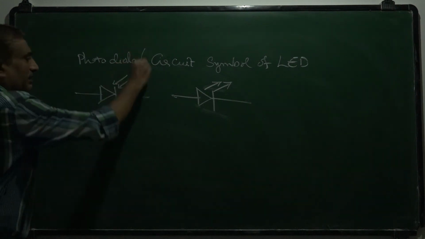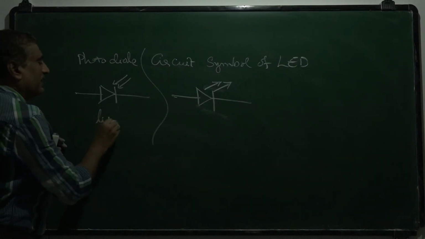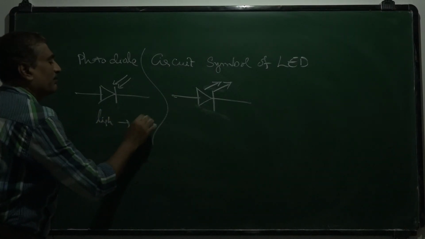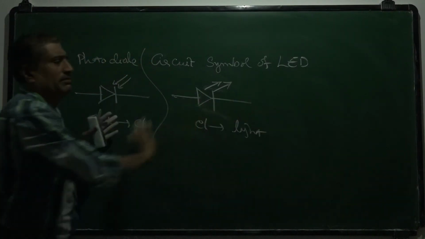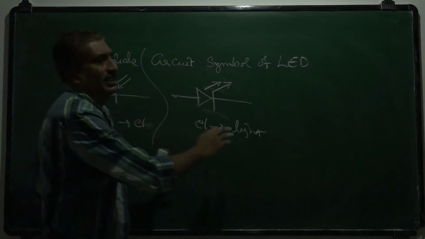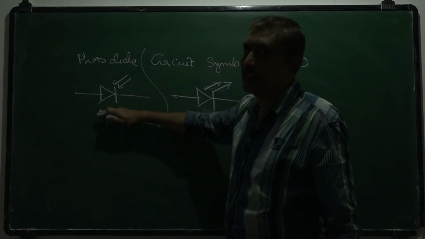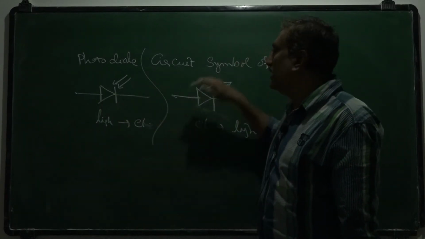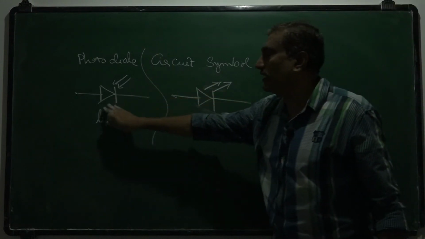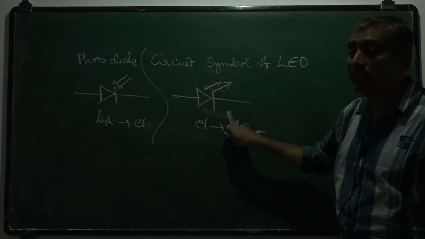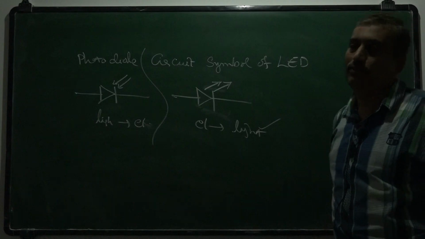So the photodiode converts light energy into electrical energy. Here electrical energy is converted into light energy. What is the main difference? Both use the PN junction only. Here, by using light we can generate electron and hole pairs, so that we increase the conductivity. And in this LED, here we are combining electron hole pairs. By recombining electron hole pairs, light energy is generated. So this is the main difference.